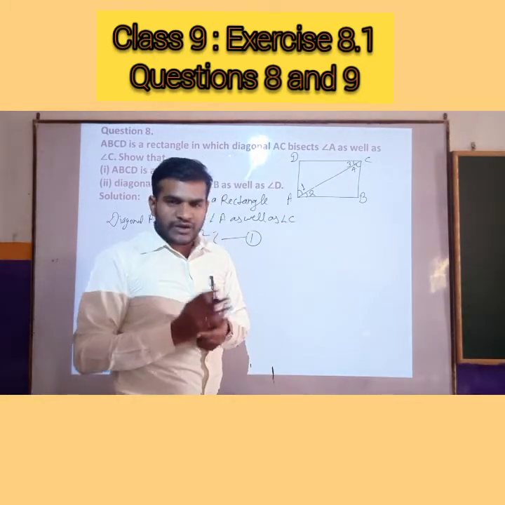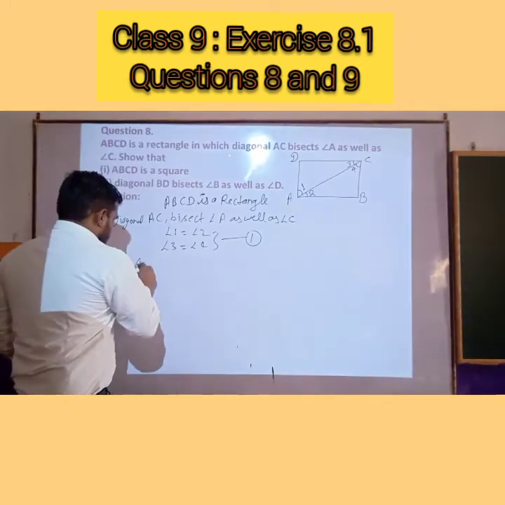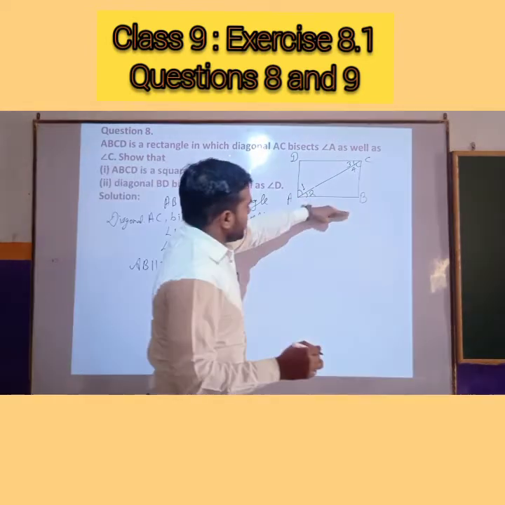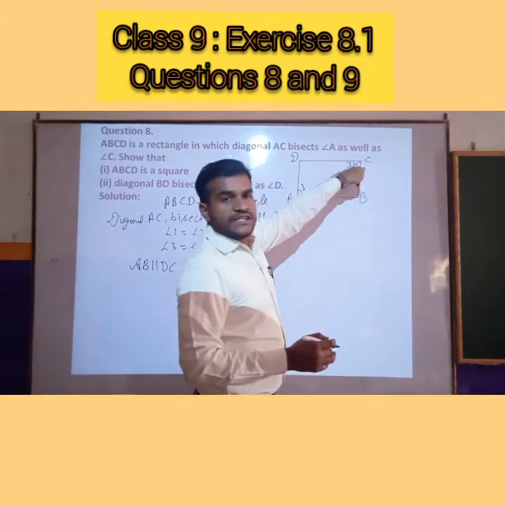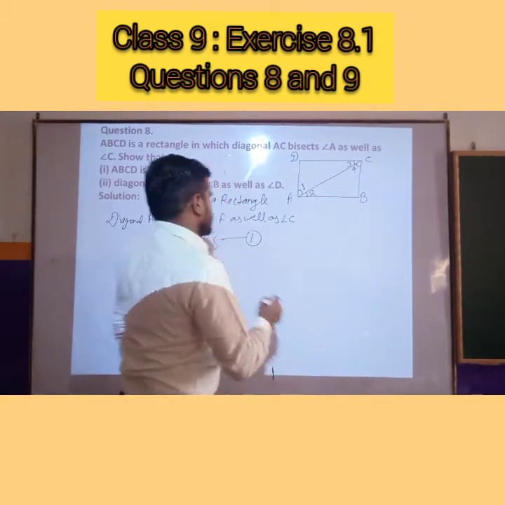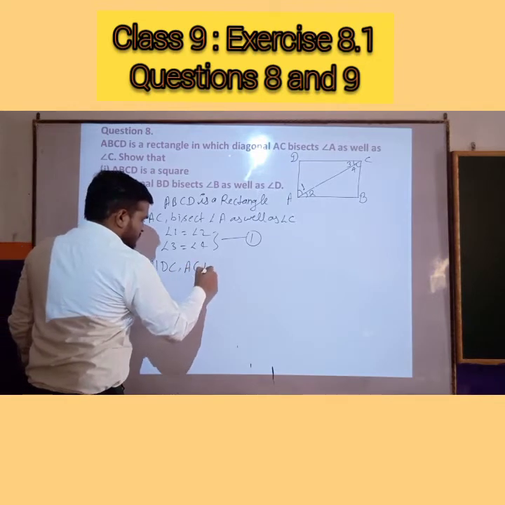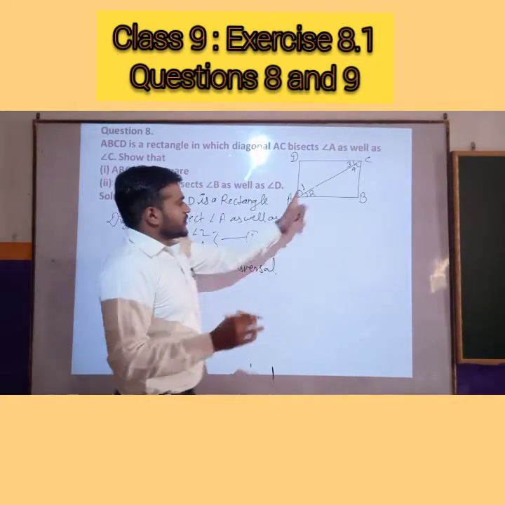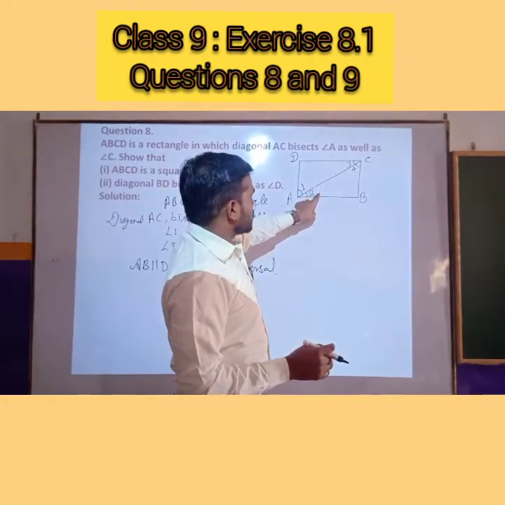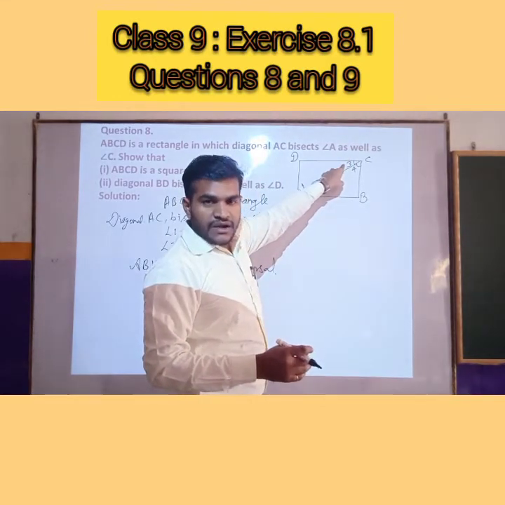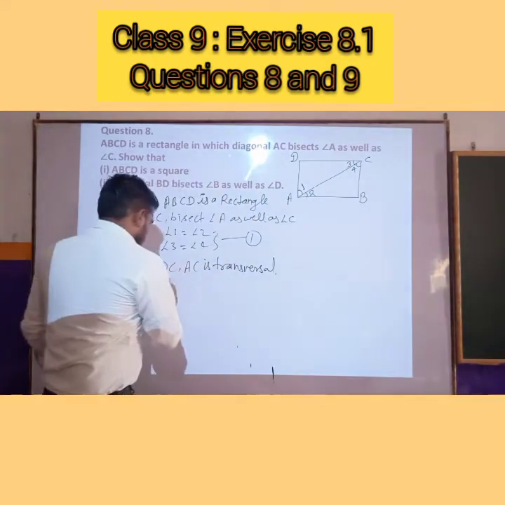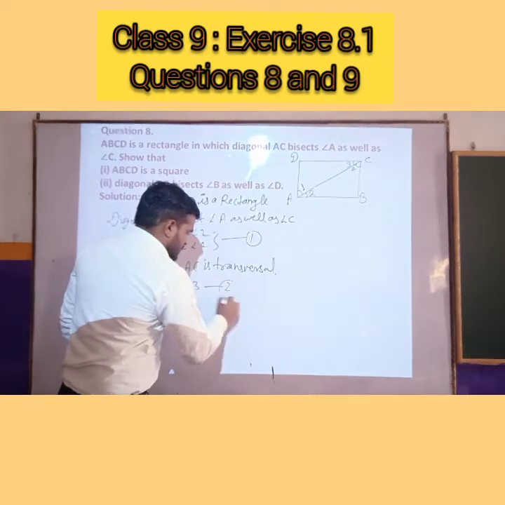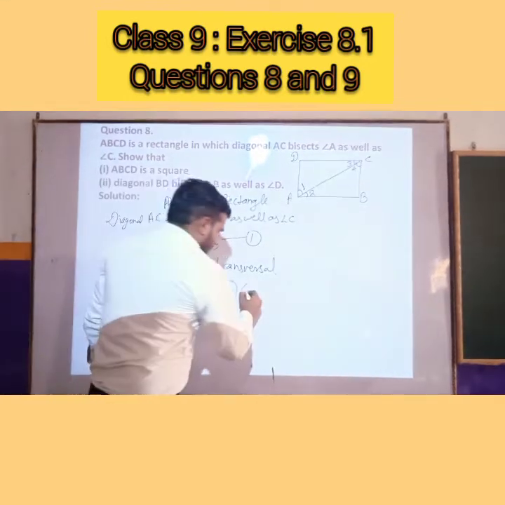So AB is parallel to DC. If AB is parallel to DC, then AC is a transversal. Children, if AC is a transversal, then angle 2 is equal to angle 3. Yes, alternate angles. So angle 2 is equal to angle 3, equation number 2, that is alternate angles.